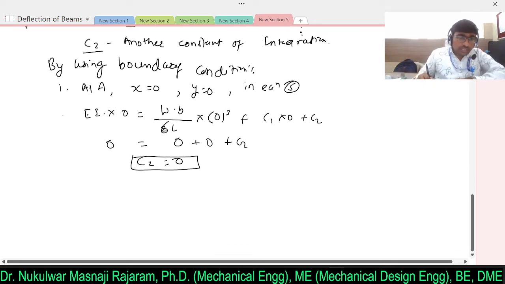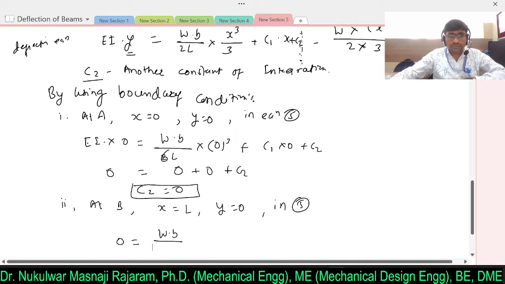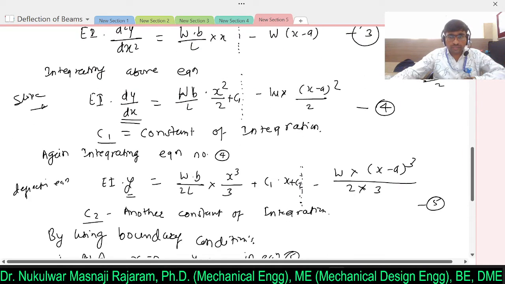Now we have another boundary condition, that is the second condition. So I will consider at B. Clear? So at B means at x is equal to L and y will be equal to 0. So in equation 5 again, I can write EI into 0, so that will be 0 into W into B. So this is equation number 5. Clear? I am just putting the value. Instead of x, I will write L, and instead of y, I will write 0.